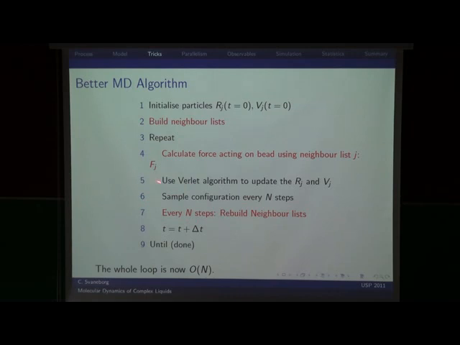So the entire result of this is that when we run around in this loop, it scales linearly with the number of particles rather than n squared. And this could be a factor of 1,000,000 in terms of optimization of the algorithm. So this makes a lot of difference.